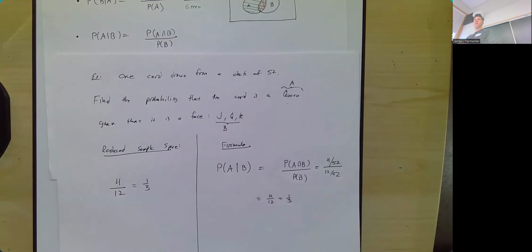These feel not too different from each other, but sometimes it feels a lot easier to say, okay, my new space is just a smaller thing, and how many ways can I get what I want out of that new space? Whereas in general, if I just asked the probability of getting a queen, it would be 4 out of 52, which is 1 out of 13, which is very different from the probability of getting a queen knowing that the card is a face card.